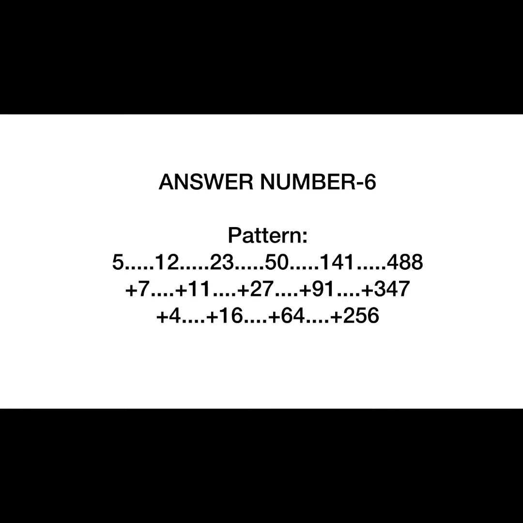So now we have a pattern which is 4, second number is 4 into 4 which is 16, third number is 4 into 16 which is 64. Now our fourth number will be 4 into 64 which is equal to 256. So after adding 91 plus 256 we will get 347. So our next number is 141 plus 347 which is 488. So our correct option is 488.